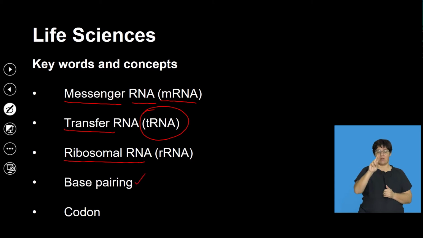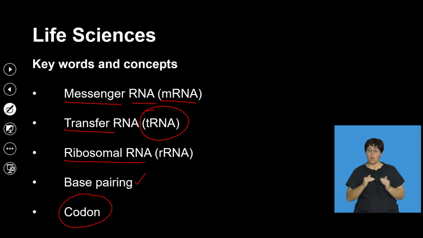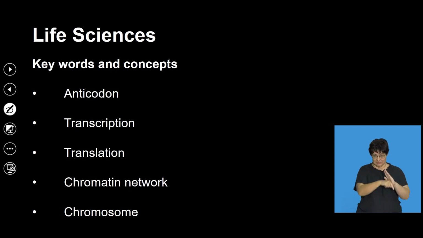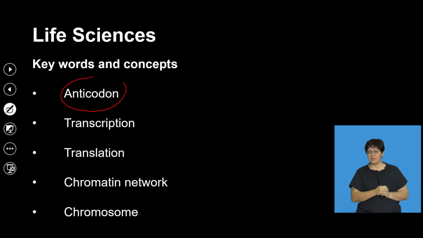The concept of base pairing we've mentioned before. A new concept that we're going to bring in today is called a codon, and we're going to try and understand what a codon actually is. We also need to understand the context of the word anticodon and its relation to a codon.